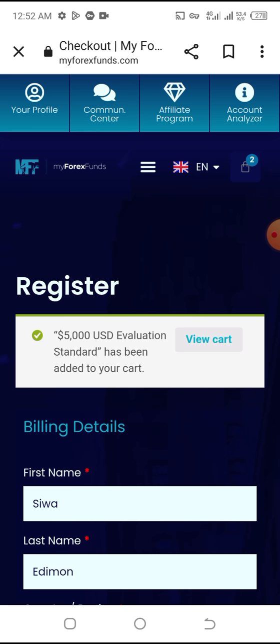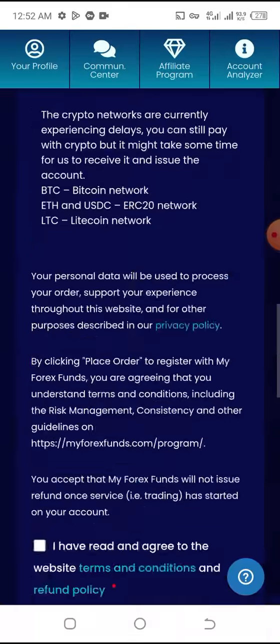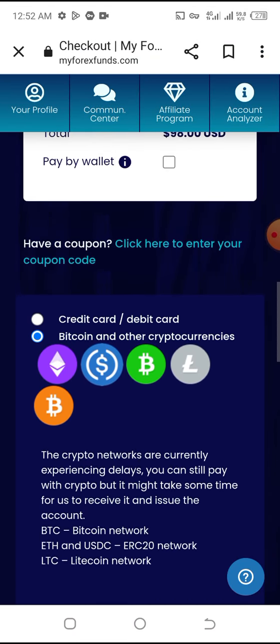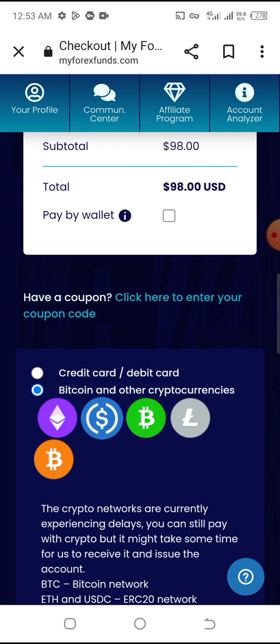Okay, I'm going to scroll down straight away because I'm going to pay via crypto. I just scroll straight away and then it will ask me. I'm going to pay via crypto. You see, it has written the total cost that I'm supposed to pay is $98. It therefore means that I'm buying 2 accounts. You see that? I'm buying 2 accounts.